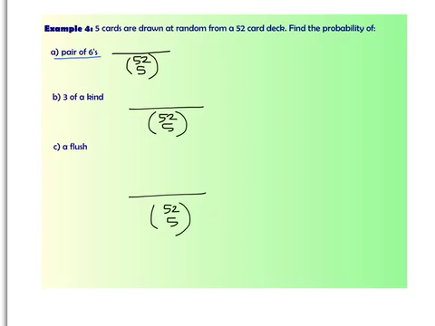Okay, so let's do part A, pair of 6s. Now remember, we did a lot of practice with this in previous sessions. So if you have a pair of 6s, that means you have 2 6s and 3 not 6s, because you have 5 total in your hand. So 2 6s, there's 4 of those 6s, and we want to choose 2 of them. And then we want to choose 3 not 6s. So the number of cards that are not a 6 is 48. So in that case, let me write our answer here.